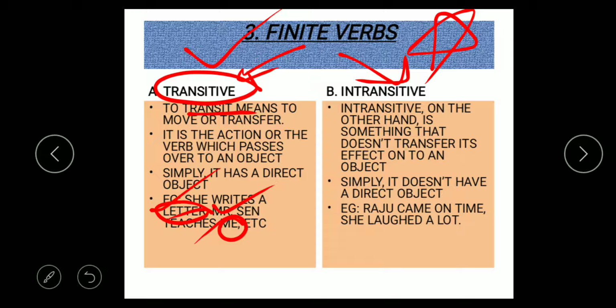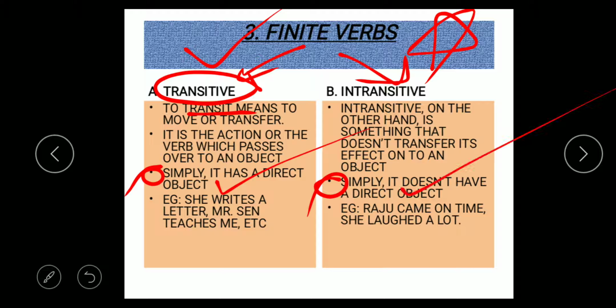But in case of intransitive, it is something that doesn't transfer its effect to an object. That means it simply doesn't have any direct object. That is the very clear distinction between the two. If I point it out very clearly, point number 3 from transitive, point number 2 from intransitive, this makes a total difference.